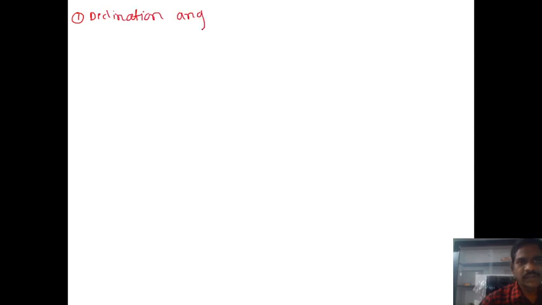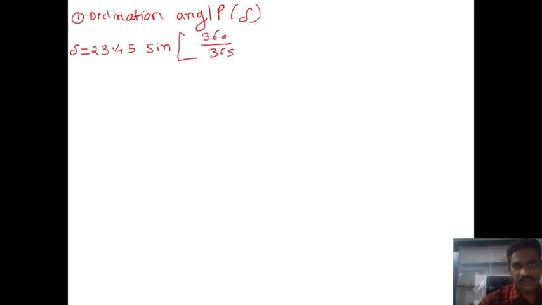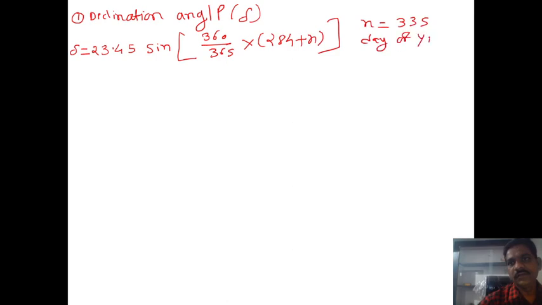Declination angles. So how do we determine this delta? We already learned this equation. Delta is equal to 23.45 sine, in brackets, 360 divided by 365 into 284 plus n. And we know the value of n is 335, the day of the year.